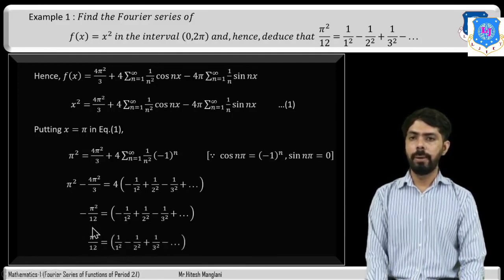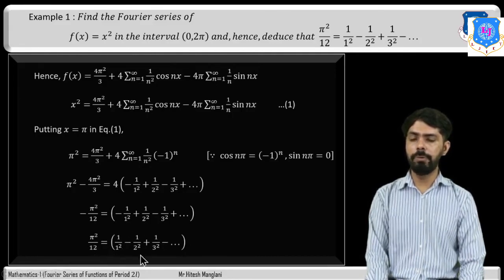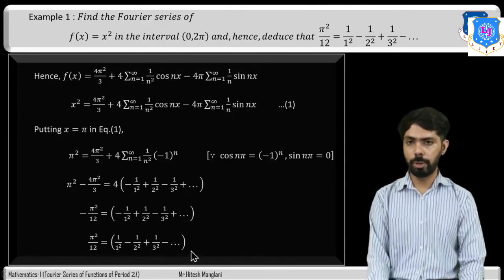So it will be pi square by 12 is equal to 1 divided by 1 square minus 1 divided by 2 square plus 1 divided by 3 square minus so on.